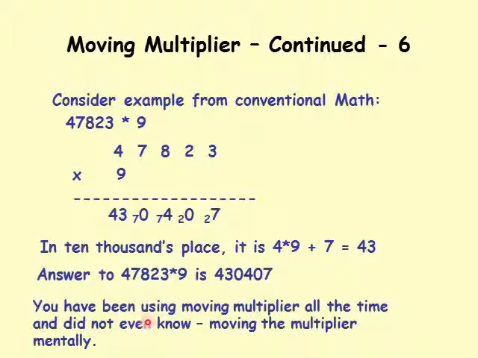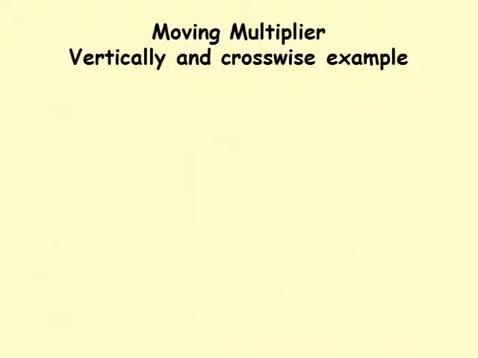We were moving the multiplier mentally. Okay, we have to do the same thing when we have more than one digit as a multiplier. So we'll take an example in Vedic math. Let's try an example with more than one digit in the multiplier. Here it is 4782 times 28, and we would use a moving multiplier here, and we would use vertically and crosswise. When we had a one digit multiplier, as we discussed earlier, it was all the way vertically alone. Now we would do vertically and crosswise.